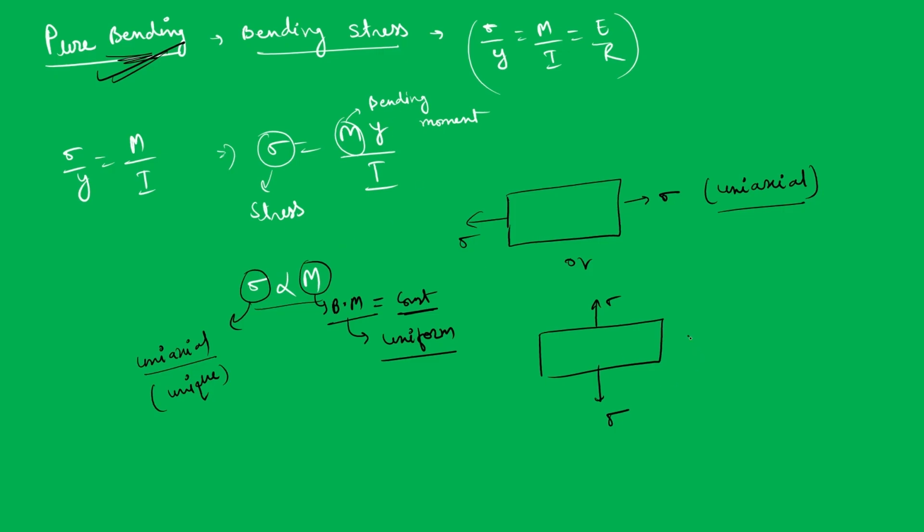And we have seen the Mohr circle for this one. So the Mohr circle will look something like this. This is how the Mohr circle will look for the pure bending state of stress.